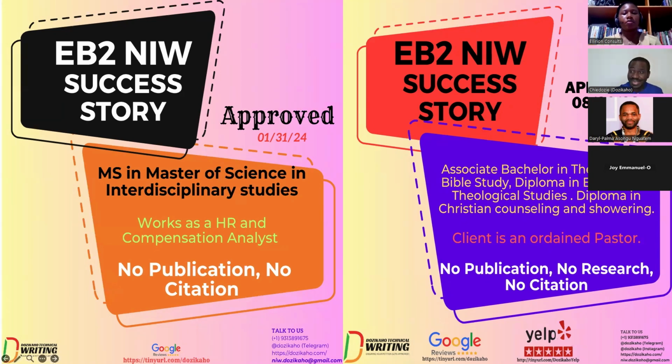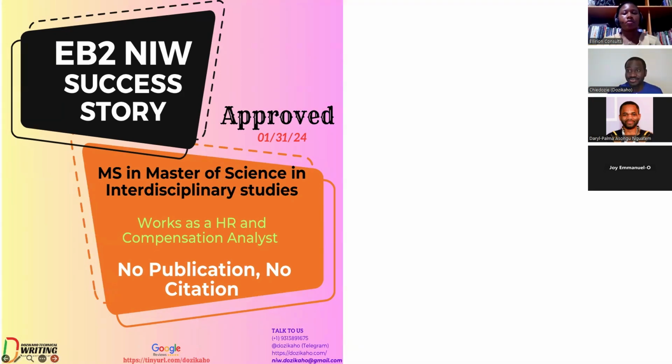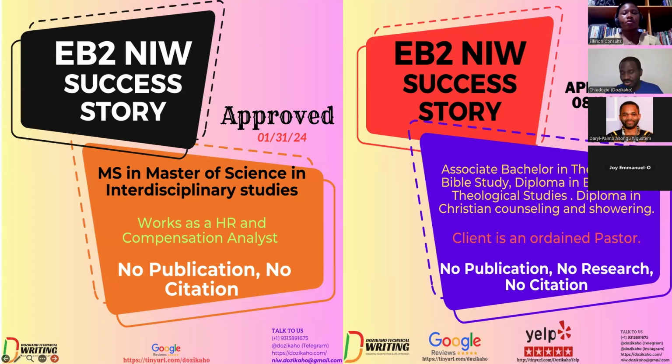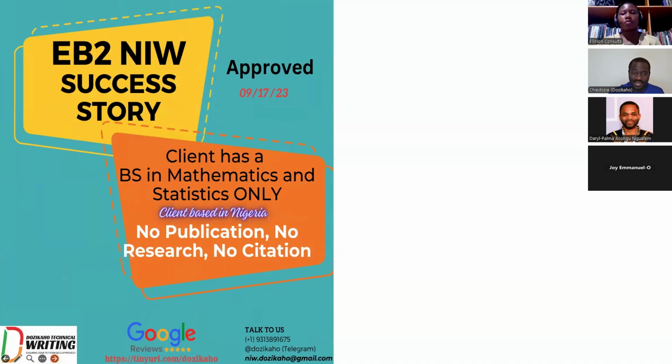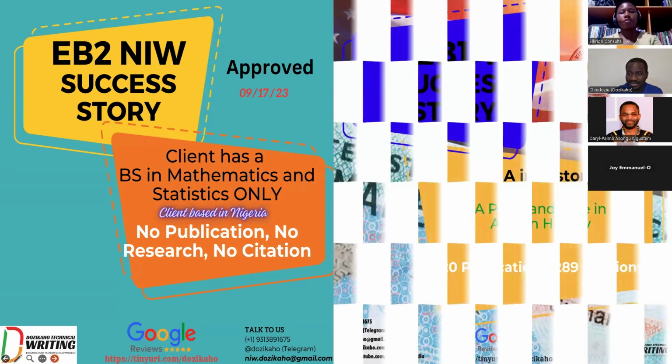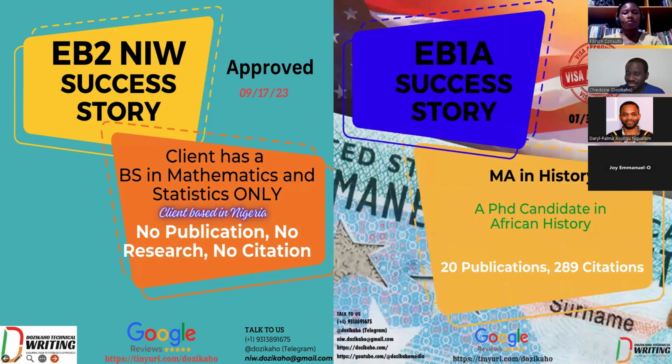Now, anyone can apply for this. You don't need to be in the US to apply. You just need to apply from anywhere. Now, this is also someone who has a bachelor's degree in mathematics and statistics only, and they're based in Nigeria. And I tell you, this person is waiting for their consular processing as I speak to you. And this is another person, a master's in history. It's actually African history. So this is what I have.